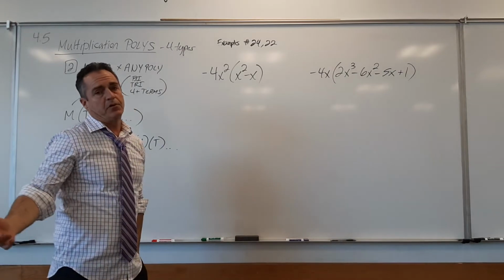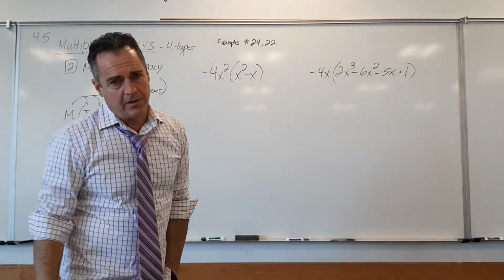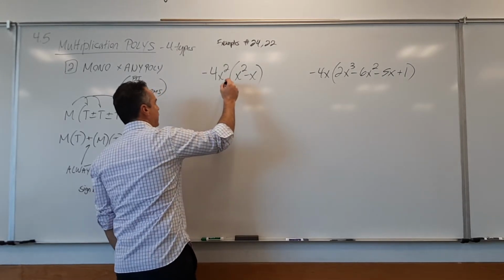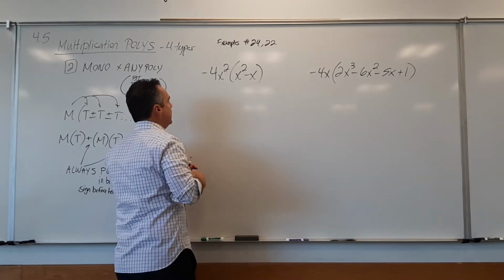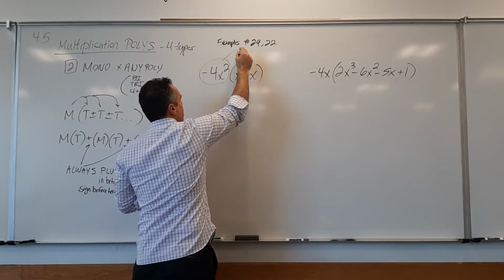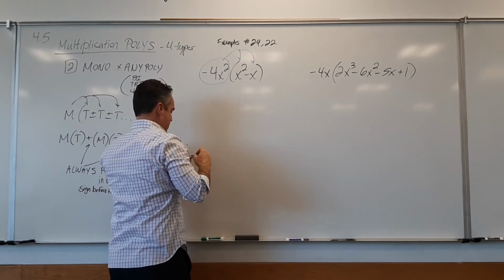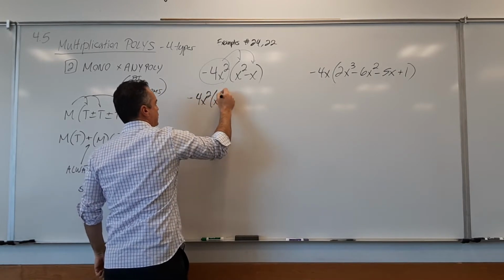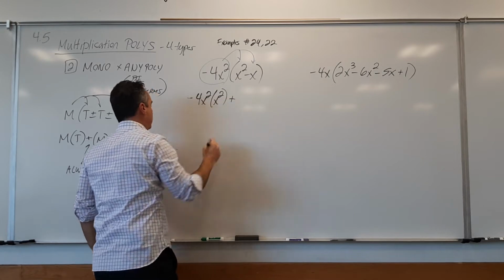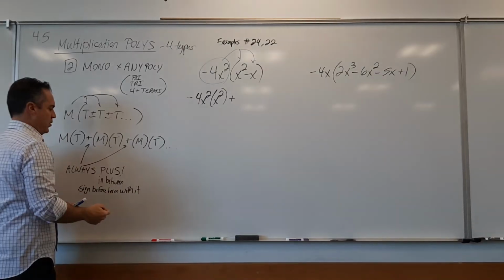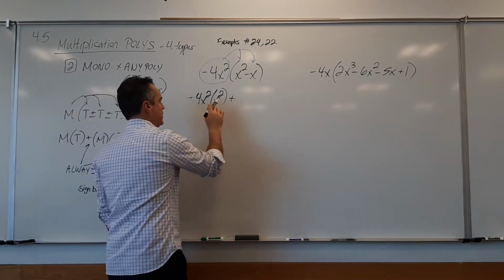As long as it's not mono times mono, then it would just be a mono times a mono. Okay, so again, our distributor here is this negative 4x squared. And it's got to go to here and to here, right? And so we end up here with negative 4x squared times x squared. What do I write right here? Always plus. It says always plus in between. The sign is going to go with the term inside of its parentheses.